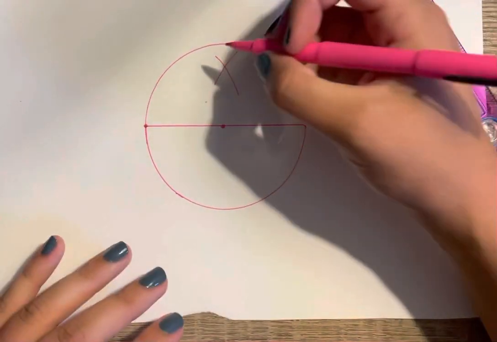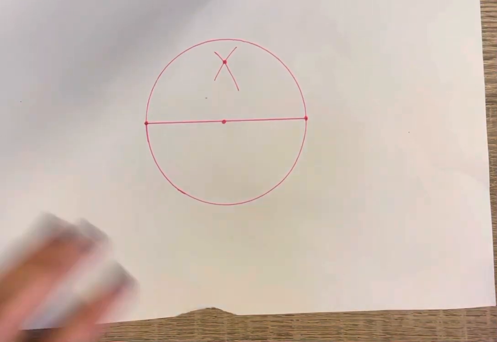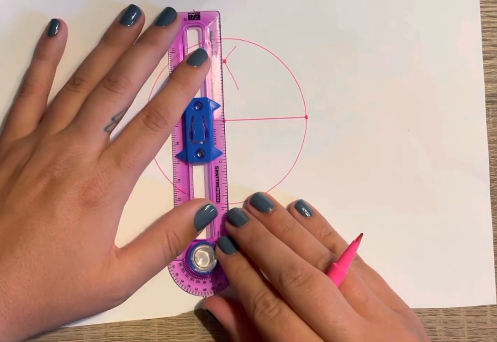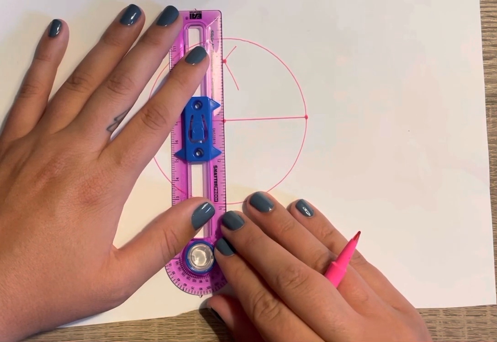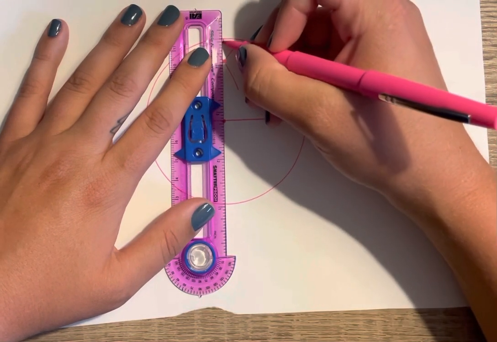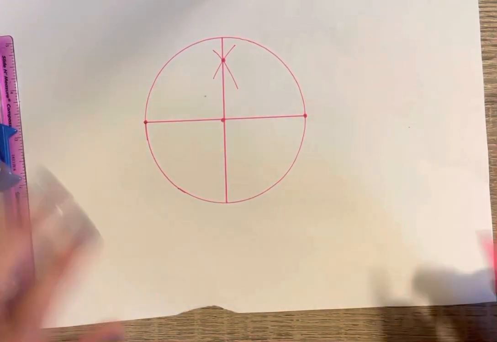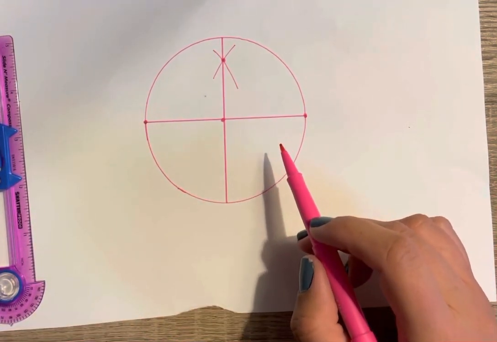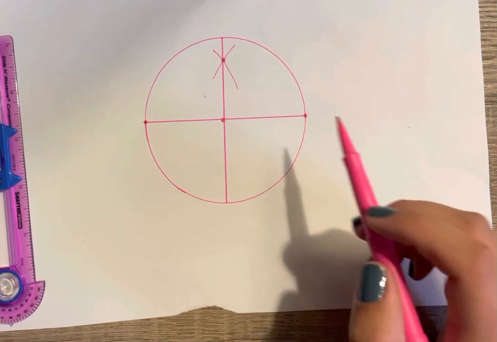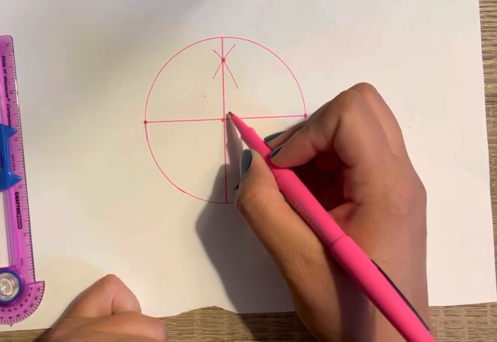So my arcs intersect. Let's draw a point there. I'm going to create my other diameter by connecting this intersection through the center of my circle, like so. So I have two diameters, which means they are the same length, they're congruent, and I've made sure that they are perpendicular, so this would be a right angle.